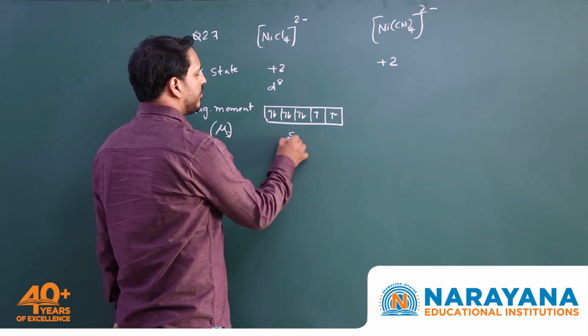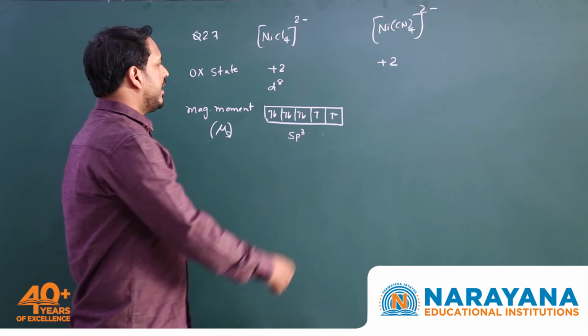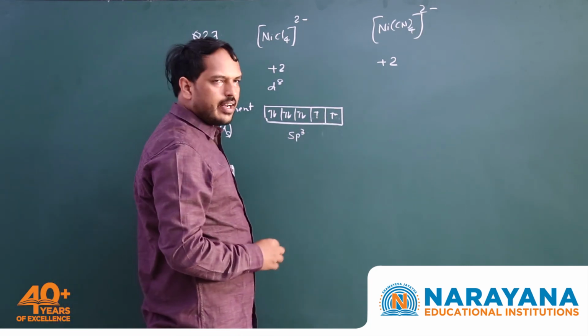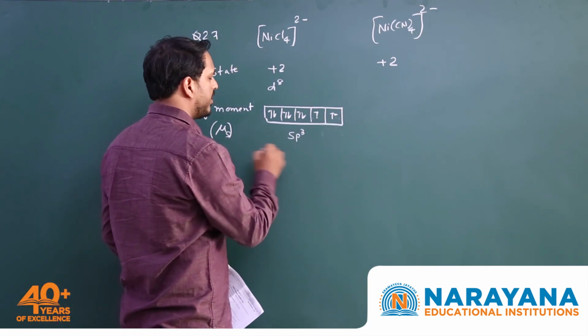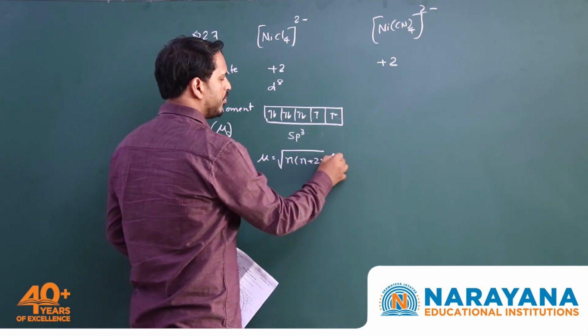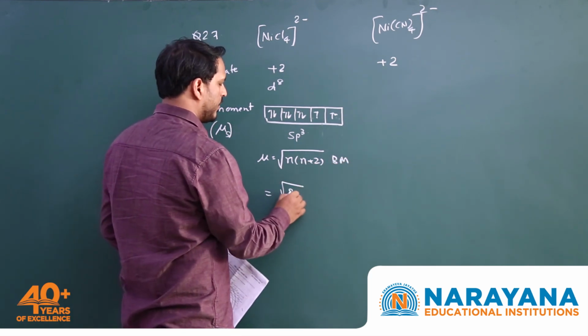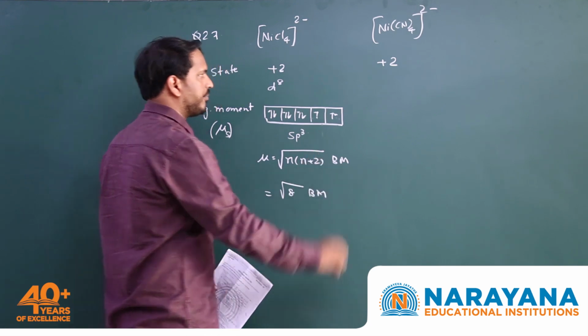Now it will undergo the sp3 hybridization, and there are two unpaired electrons. So magnetic moment becomes what? Magnetic moment is square root of n into n plus 2 Bohr magneton. So n is 2 here, you will get root 8 Bohr magneton.